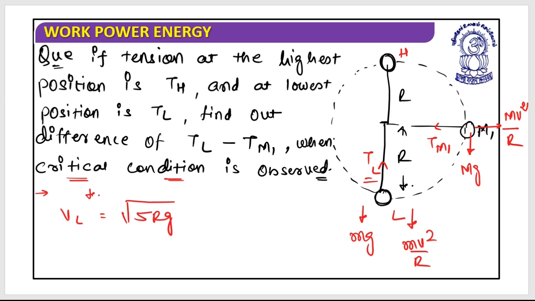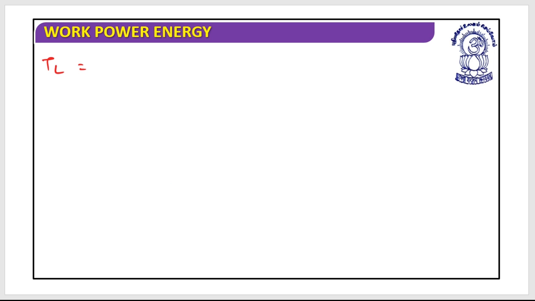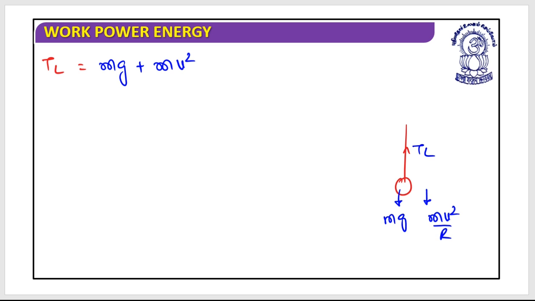So let's just calculate the TL over here, and then we will think what to do. It's a TL, it is the situation. Yes, this was the TL, this was the mg, this was the mv square by r. So this TL should be equal to mg plus mv square by r. This is equal to mg plus m by r into v square. It's 5rg. Yes, this is the minimum condition. This 2 has gone, and this would be 6 mg.